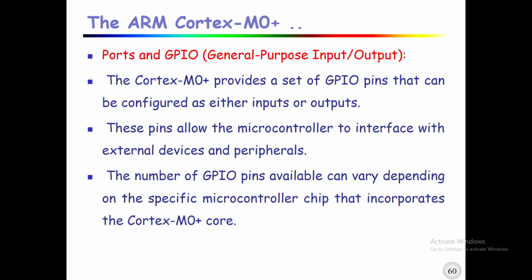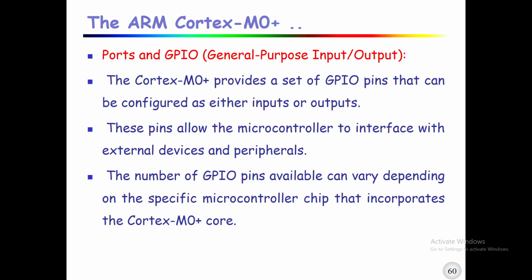When we see these ports and GPIOs, this Cortex M0 provides a set of GPIO, general purpose input output pins that can be configured as either input or outputs. So on the hardware, there are different pins which we configure either as an input or output. There are different numbers and letters on the hardware.